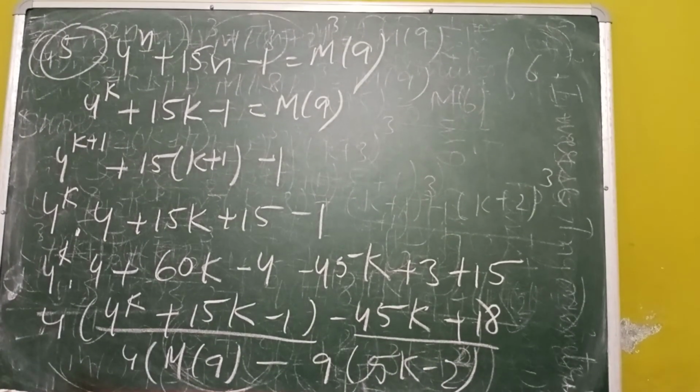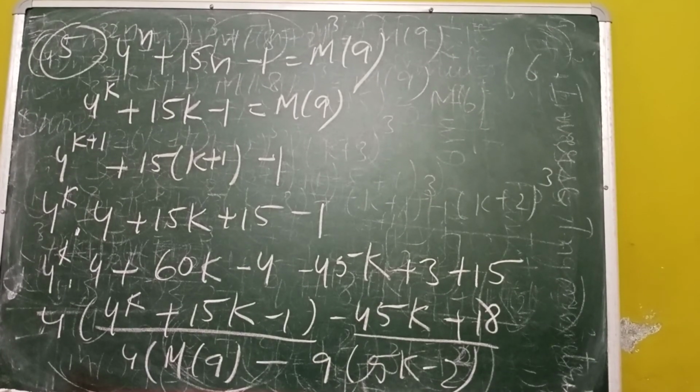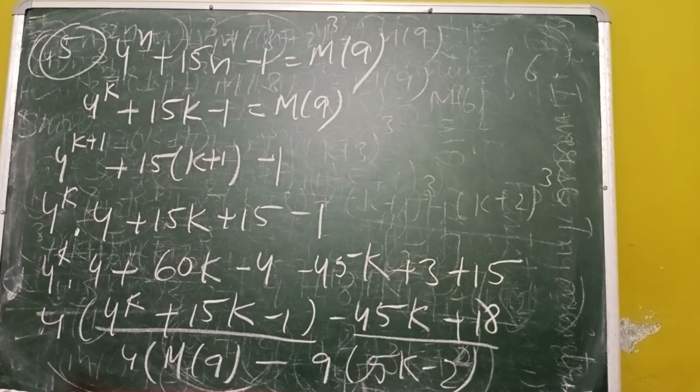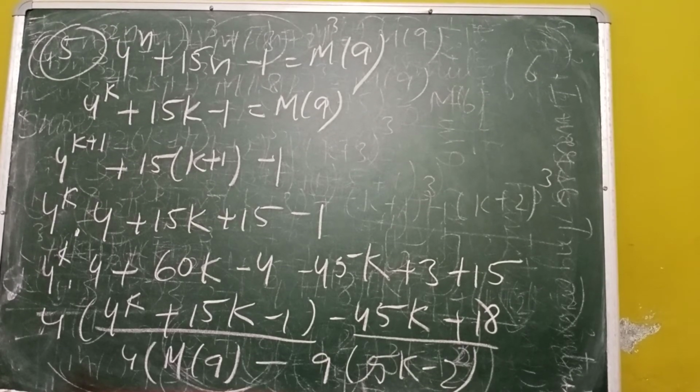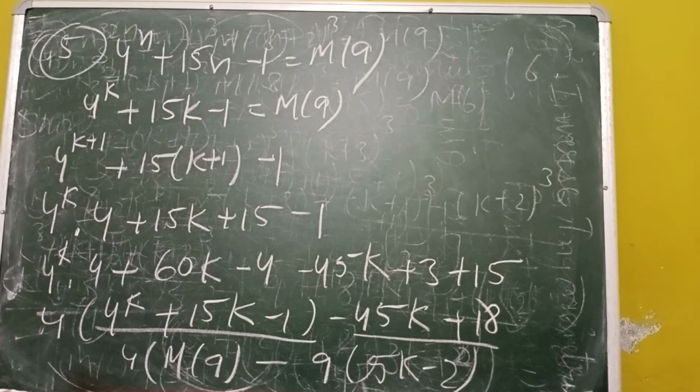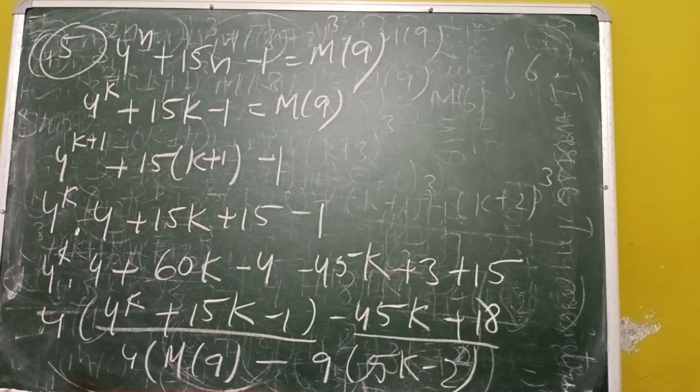So what I did, I am explaining again. It was 4 power k plus 1. So I have split it 4 power k into 4 plus 15k plus 15 minus 1. To this 15k I have written 60k minus 45k, and to this 15 as usual I have written. To this minus 1 I have written minus 4 plus 3.